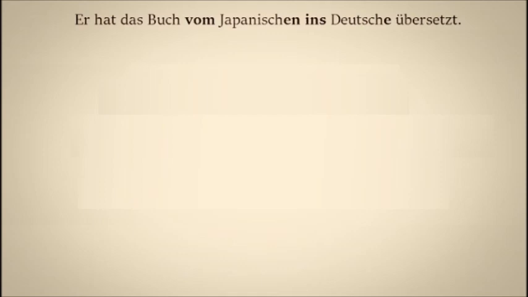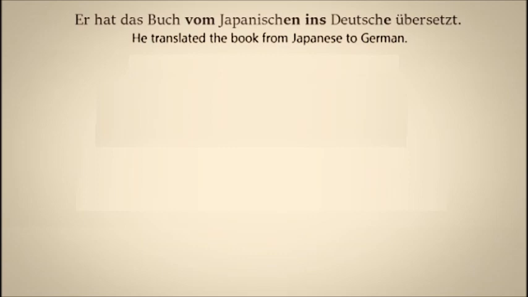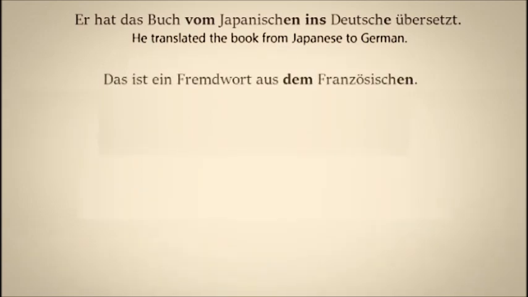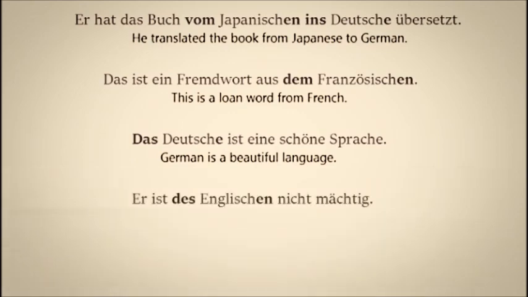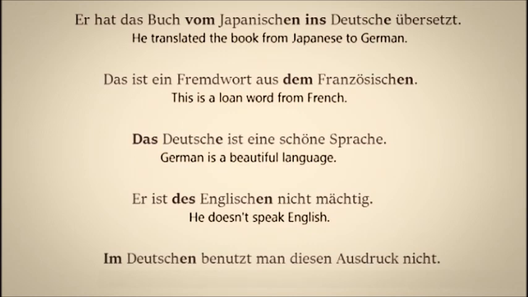Er hat das Buch vom Japanischen ins Deutsche übersetzt. He translated the book from Japanese to German. Das ist ein Fremdwort aus dem Französischen. This is a loan word from French. Das Deutsche ist eine schöne Sprache. German is a beautiful language. Er ist des Englischen nicht mächtig. He doesn't speak English. Literally, he isn't capable of English. Im Deutschen benutzt man diesen Ausdruck nicht. In German, this expression isn't used.